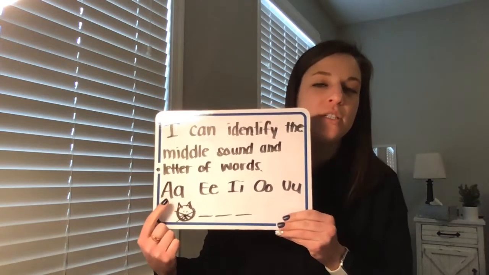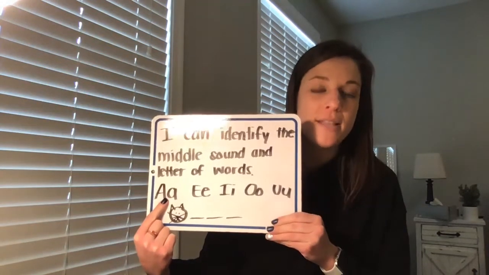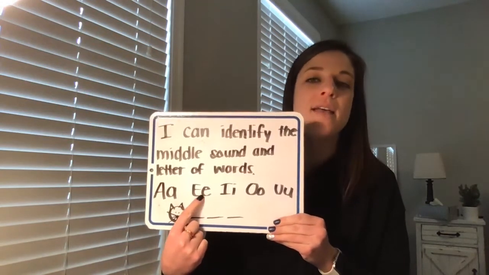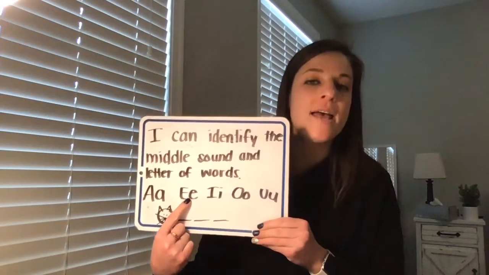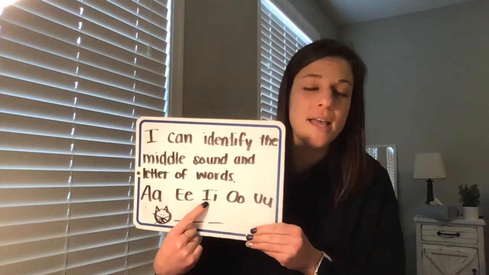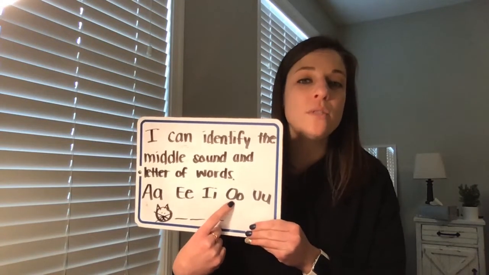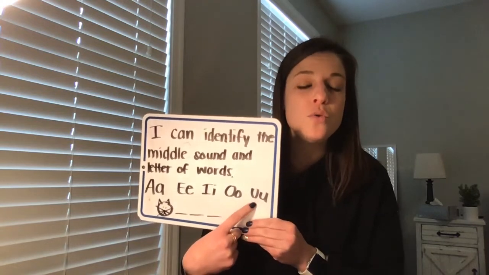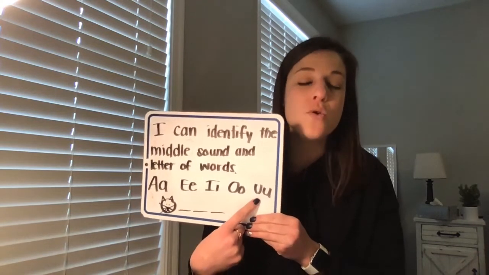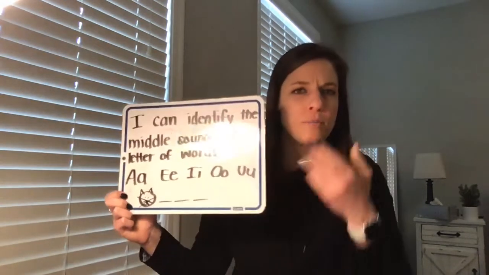Let's say each of their sounds. A says A, and A says A. E says E, and E says E. I says I, and I says I. O says ah, and O says O. U says uh, and U says you. Very good job. Give yourself another kiss on the brain.